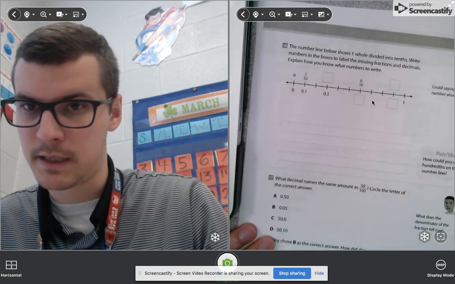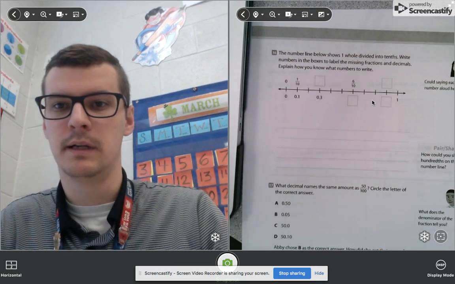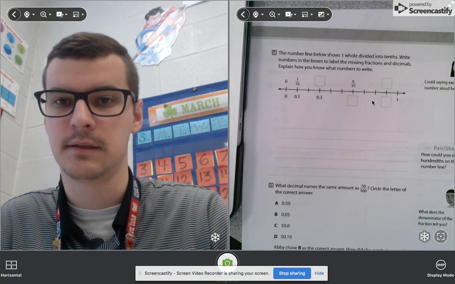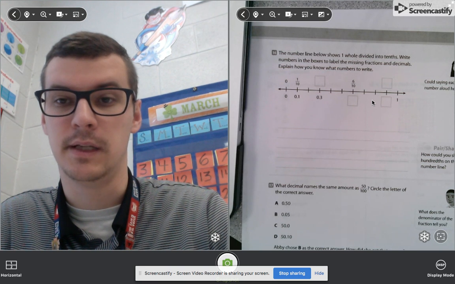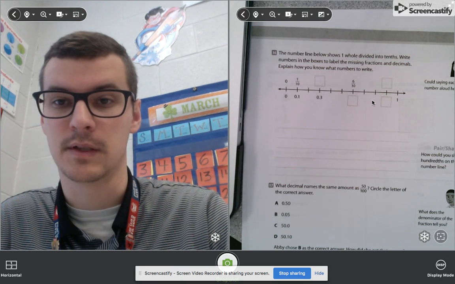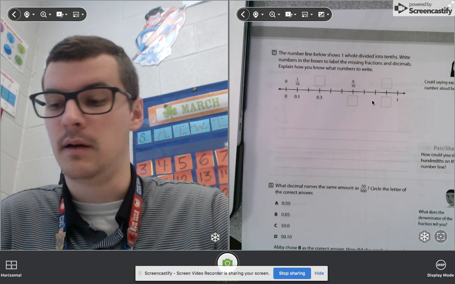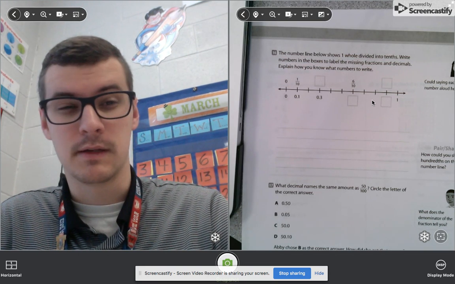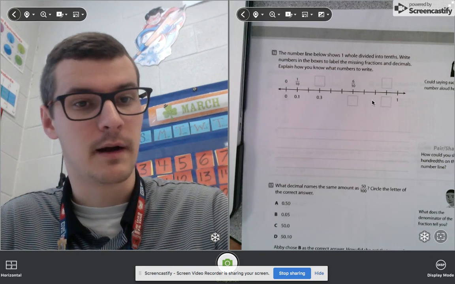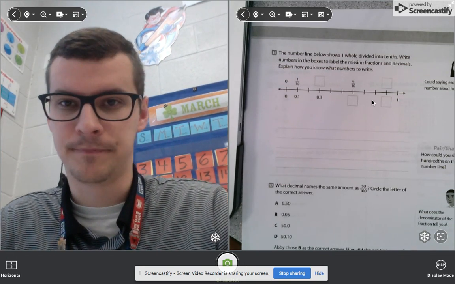All right, the number line below shows one whole divided into tenths. Write numbers in the boxes to label the missing fractions and decimals. Explain how you know what numbers to write. Okay, so we're going to work this one together again, and then from here on out, I will tell you when to pause the video.